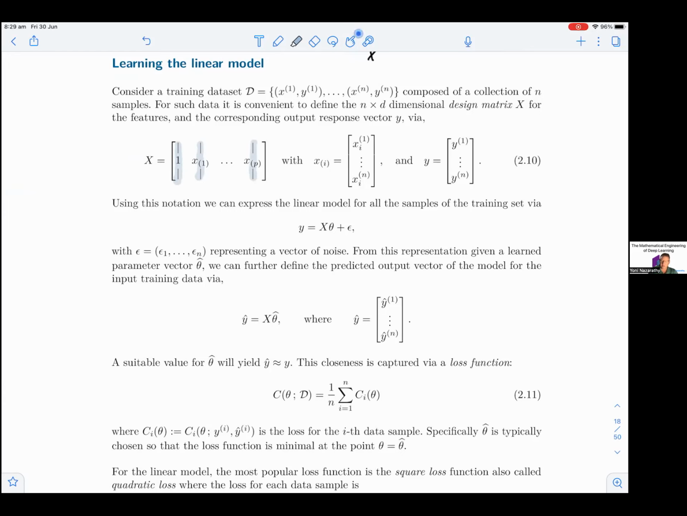Each column is n dimensional, and this x with a superscript in brackets is the ith feature taken over the n samples. And then the vector y is just as follows. That's the response. Okay. So we put all of the x's in the design matrix, and we put the scalar responses y in the response vector.